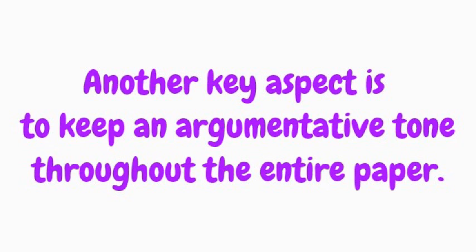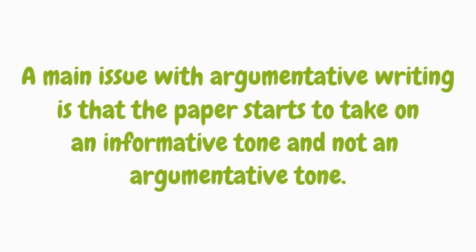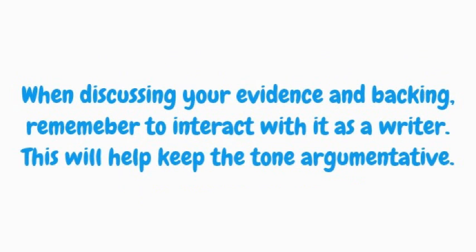Another key aspect is to keep an argumentative tone throughout the entire paper. Tone is the voice of the writer. A main issue with argumentative writing is that the paper starts to take on an informative tone and not an argumentative tone. When discussing your evidence and backing, remember to interact with it as a writer. This will help keep the tone argumentative.